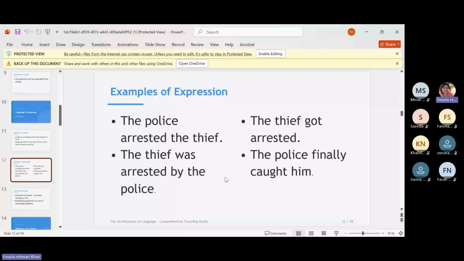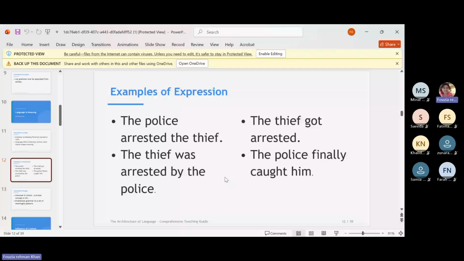For instance, the police arrested the thief. The thief was arrested by the police. The thief got arrested. The police finally caught him. Now, just take 2 minutes and reflect on the choices and the intentions behind these.